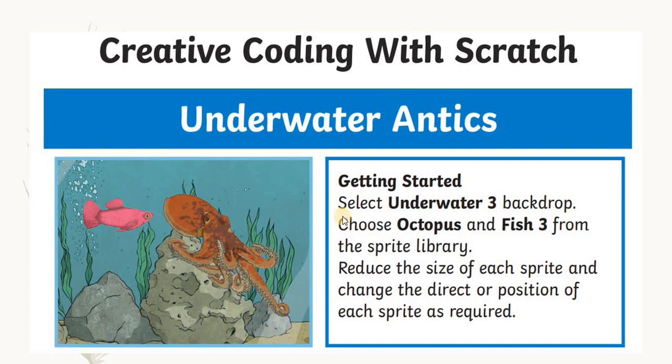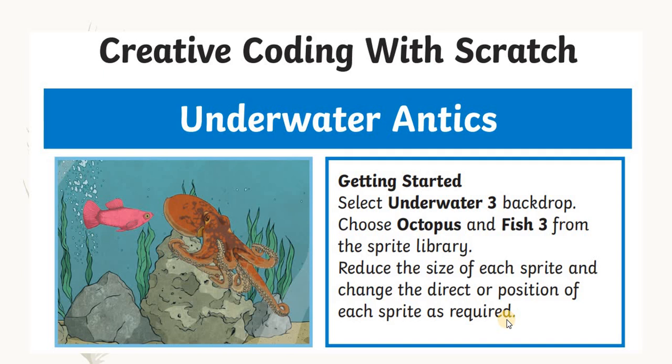Let's have a look at our creative coding challenge. As you can see, there is a fish and there is an octopus. Now let's look at the scenario. Getting started, select underwater 3 as the backdrop, choose octopus and fish 3 from the sprite library, reduce the size of each sprite and change the direction or position of each sprite as required.